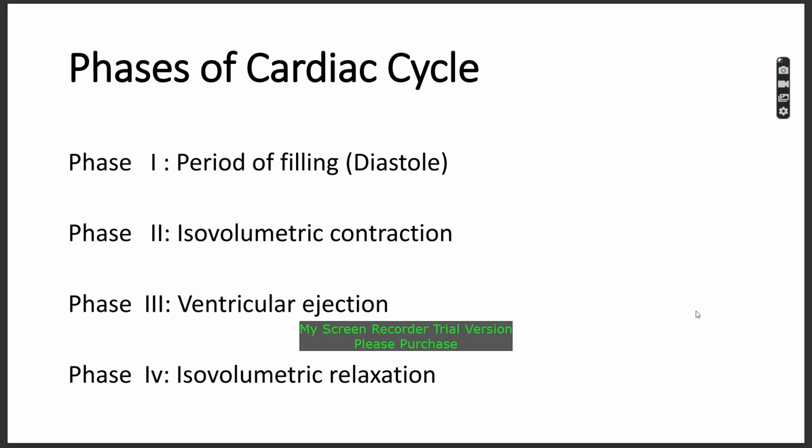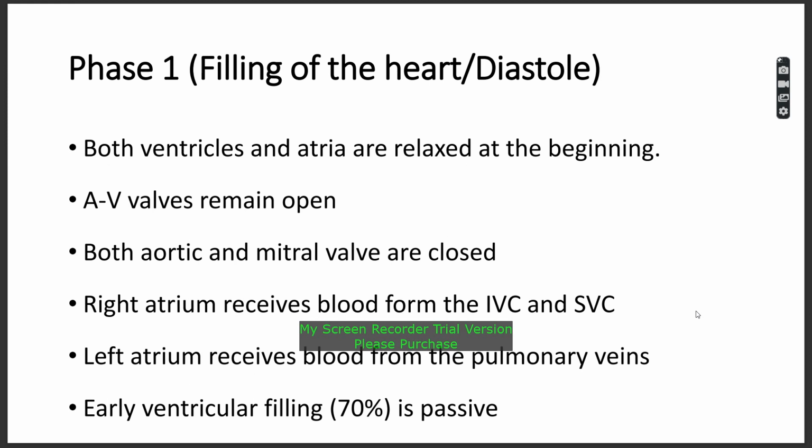Phase 1, period of filling, diastole. Phase 2, isovolumetric contraction. Phase 3, ventricular ejection. Phase 4, isovolumetric relaxation. Phase 1, filling of the heart or diastole. Both ventricles and atria are relaxed at the beginning. The atrioventricular valves remain open. Both the aortic and pulmonary valves are closed.